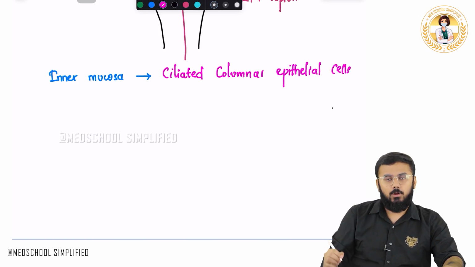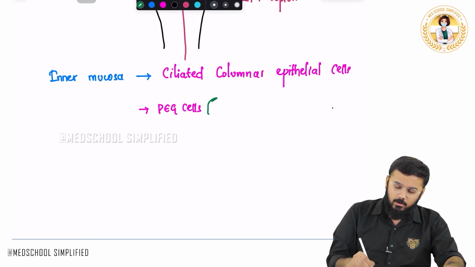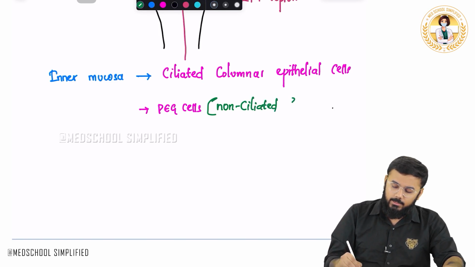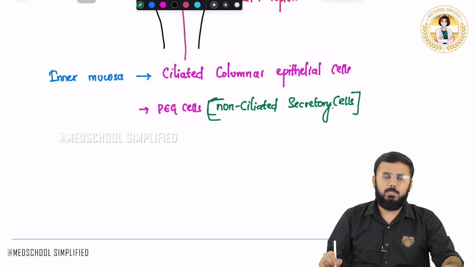Okay, one is ciliated columnar epithelial cells. Second important one is PEG cells. What are PEG cells? Are PEG cells ciliated or non-ciliated? They are non-ciliated. What are these cells? These are non-ciliated secretory cells. These are called PEG cells.